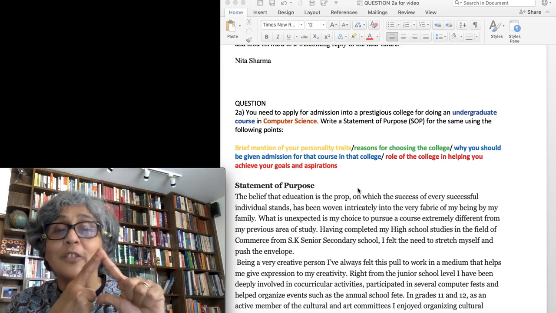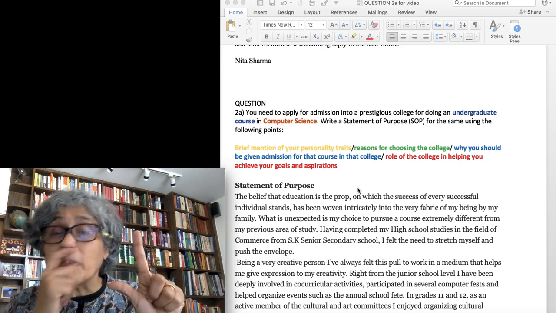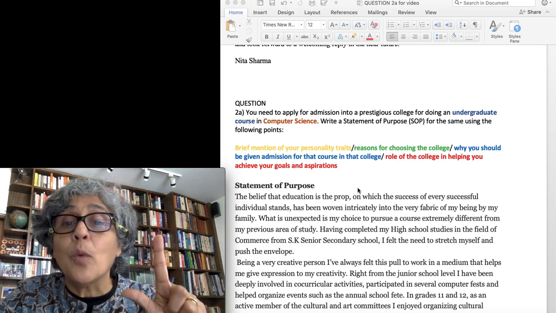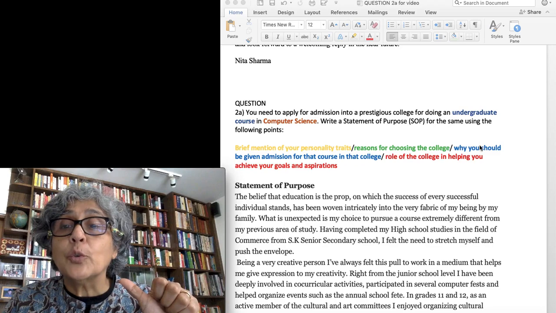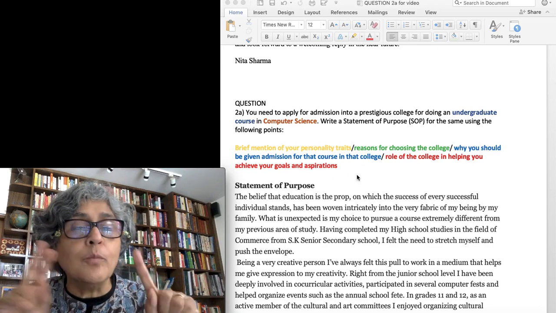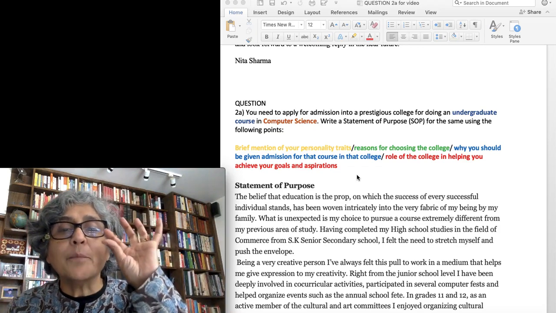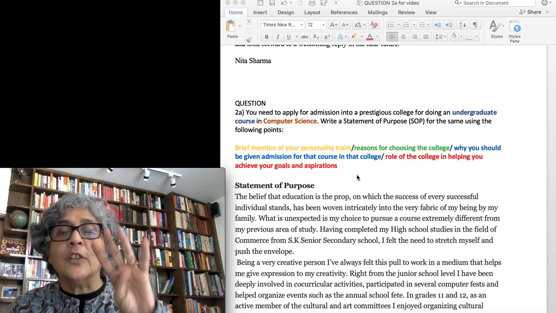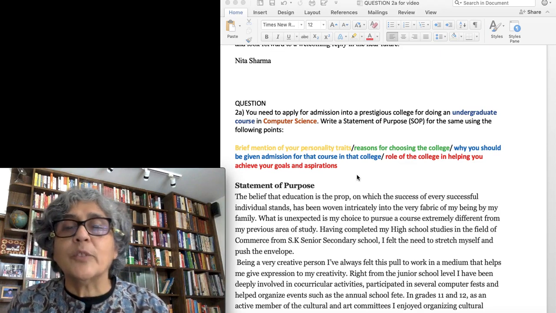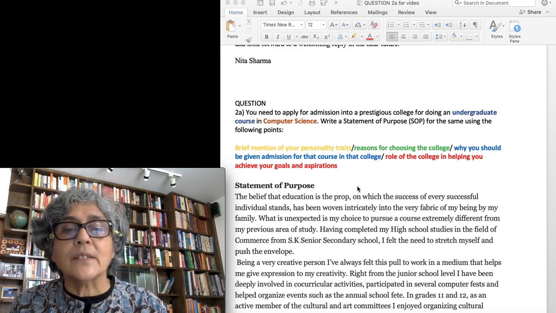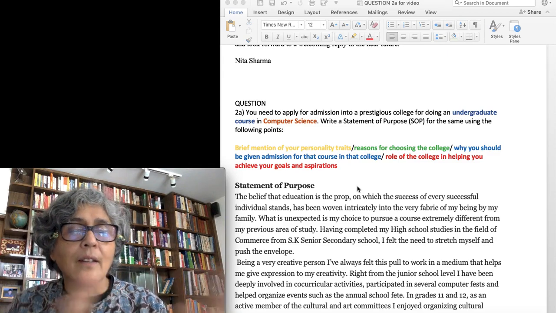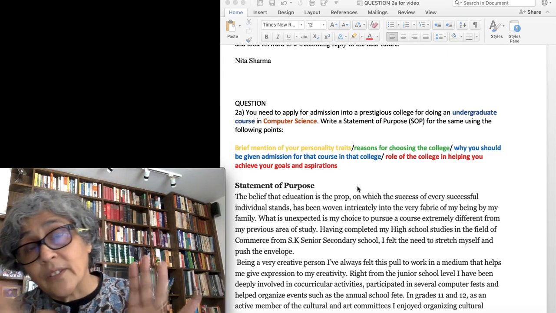Computer science, you don't mention, you lose a mark. Brief mention of your personality traits. You can see there are 1, 2, 3, and 4. These 4 are 2 marks each because you have to write a brief mention of your personality. So these 4 points are 2 marks each, which makes it 8, and this is 9, and this is your 10. 10 marks. Again, 10 marks for content, 5 for linguistic abilities.